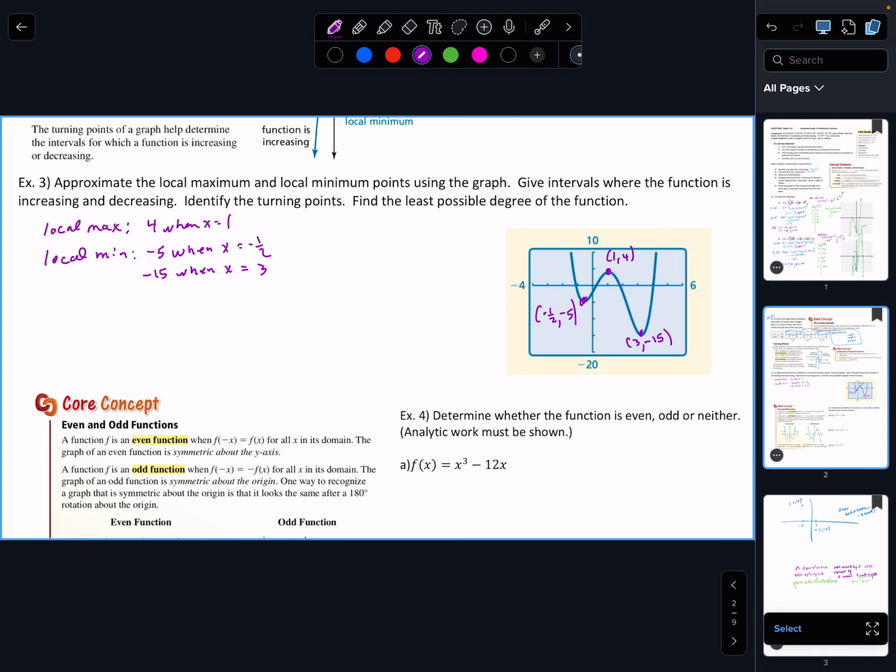Give intervals where the function is increasing, decreasing. Reviewing this from the beginning of the year. You use the x coordinates of the turning points, the local max and mins. You use the x coordinates. And you always drive the car from left to right. So you start on the leftmost part, you're decreasing. Then you change to increasing, decreasing, then increasing. So we're decreasing, increasing, decreasing, increasing.